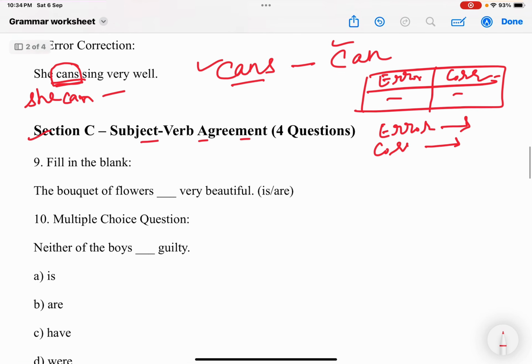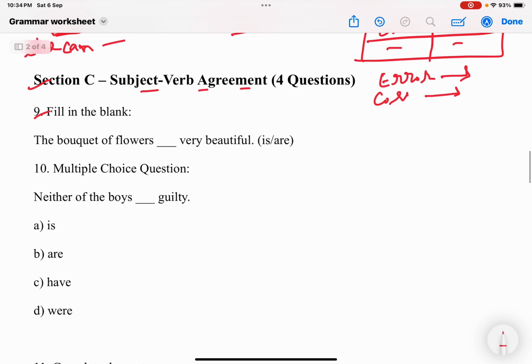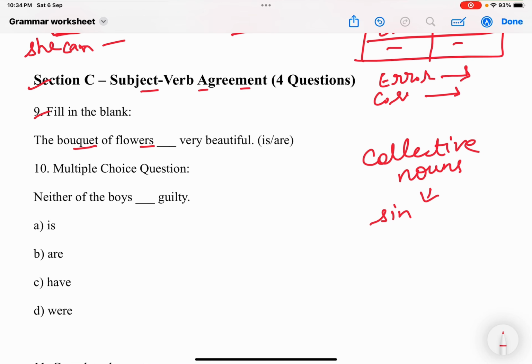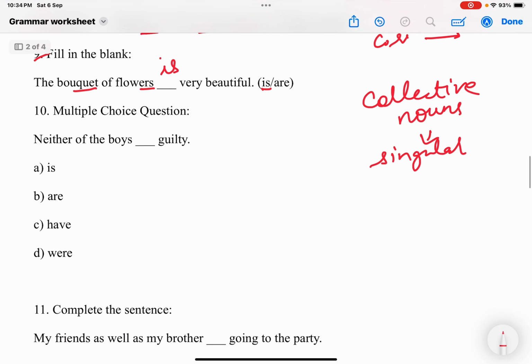Next is section C. This is related to subject-verb agreement. First one is fill in the blanks. The bouquet of flowers. Here it is not talking about the flowers. It is talking about the bouquet. And that is a collective noun. And collective nouns are always singular. So here we will use is. The bouquet of flowers is very beautiful.